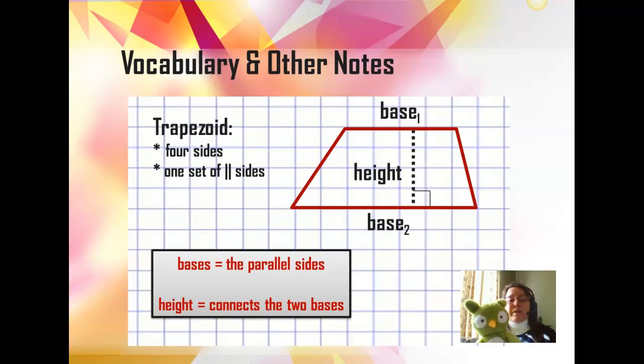And of course, the bases and the height are going to be important in deriving our formula for finding the area of trapezoids. Shall we go figure out how to find that formula, Euclid? He says he's ready, so let's move on.